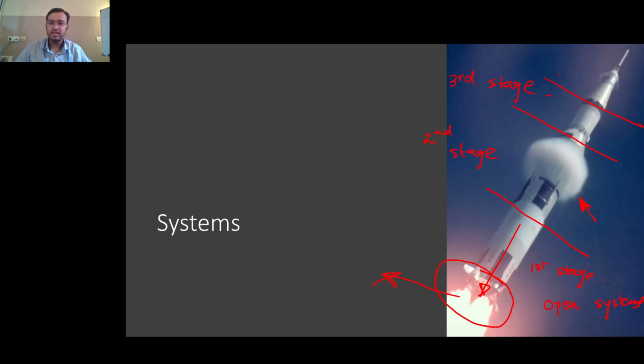The second stage contains the fuel in this rocket, which is liquid hydrogen and liquid oxygen. This is O2. Oxygen is liquefied at temperatures below minus 183 degrees Celsius, and hydrogen is liquefied at temperatures below minus 253 degrees Celsius. So clearly, you need to keep the contents of this rocket stage really, really cold.